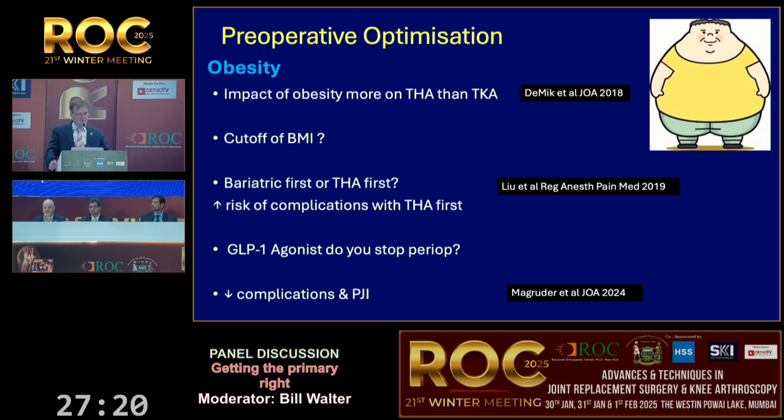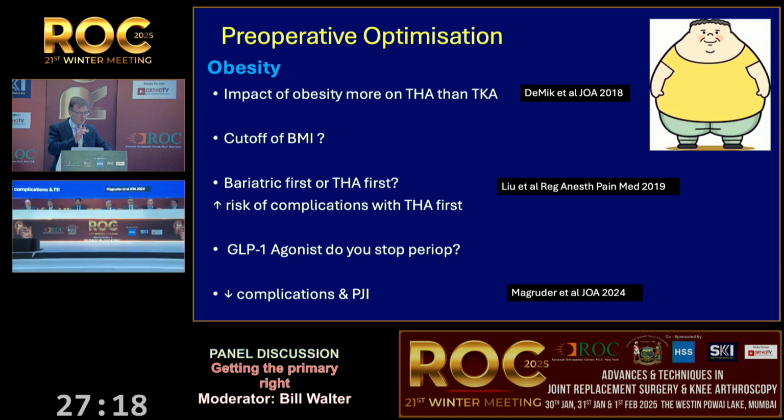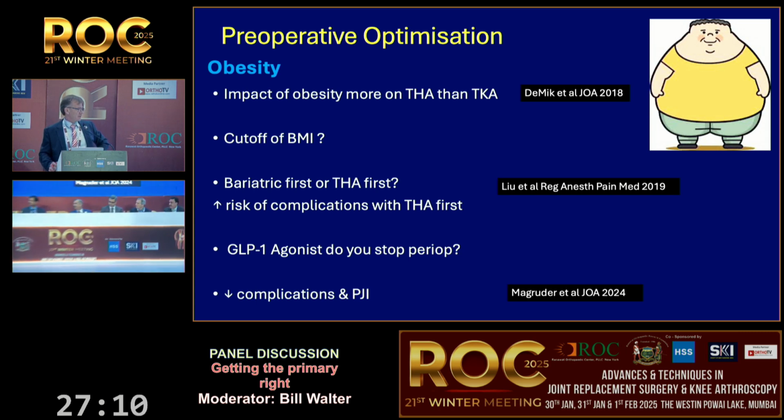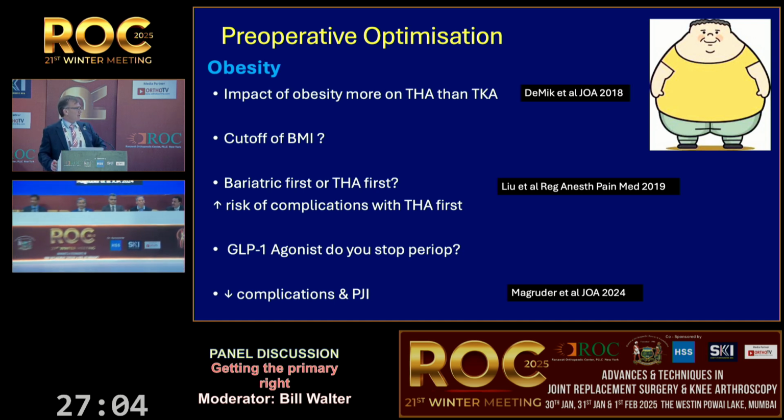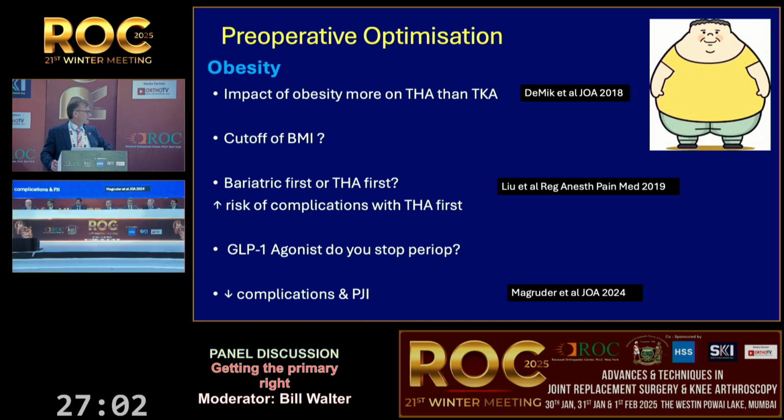Okay, so is there a cutoff? Put up your hand if you've got a cutoff for BMI for hip replacement. Usually 40. 40? For Asian patients, that's quite a lot. Okay, so would any of you try to optimize their body weight before the surgery? Do you ask them to diet? Do you send them for bariatric surgery? Do you put them on the GLP-1 agonists?